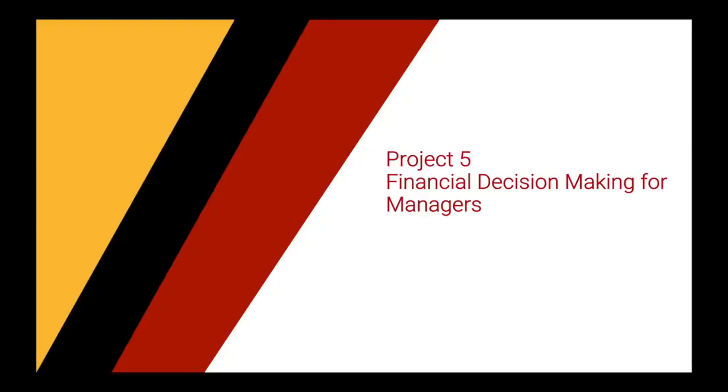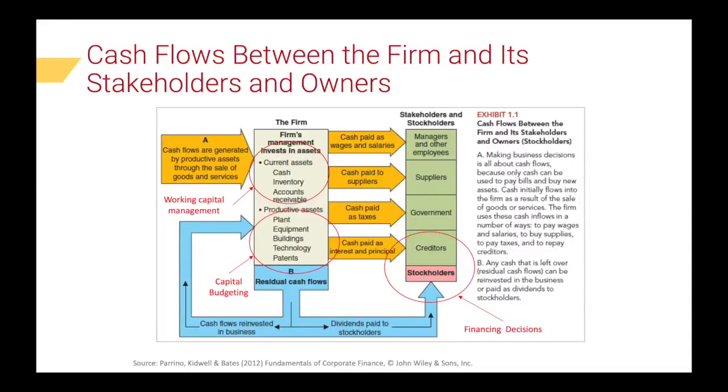In this lesson, we will be covering Project 5, Financial Decision Making for Managers. Cash flows between the firm and its stakeholders and owners. If you look at the arrow labeled A, you will see that making business decisions is all about cash flows, because only cash can be used to pay bills and buy new assets.